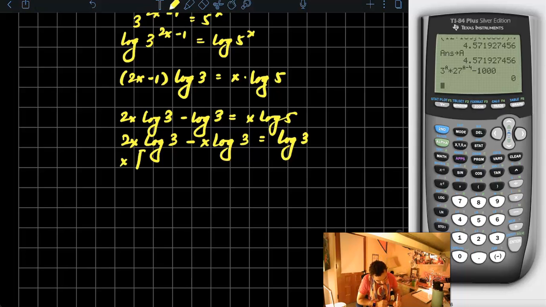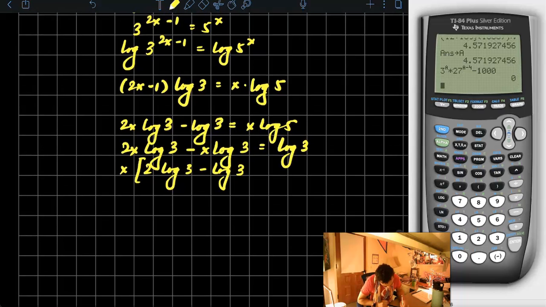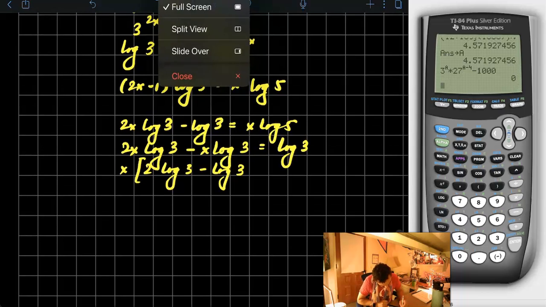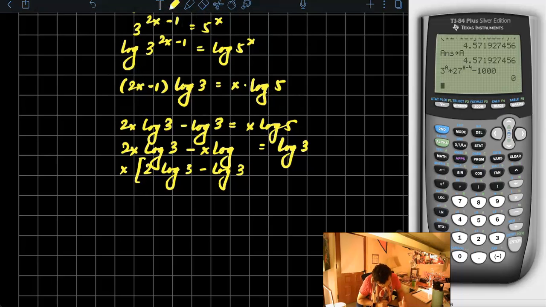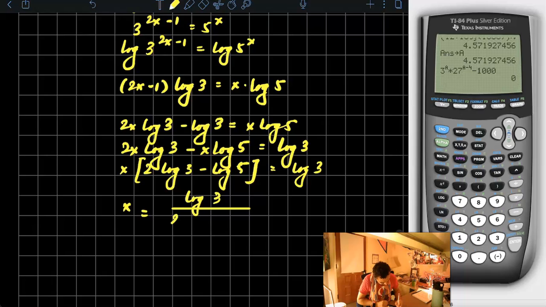From the left, I can factor out x, and I've got 2 log 3 minus log 3. Oh, I'm sorry, I made an error here where that should have been a log 5. This is a log 5. You've got to be careful there. And I moved the log 3 to the other side. So this is also a log 5. I have log 3 on the other side. And now to get the x by itself, this means I have log 3 on this side divided by 2 log 3 minus log 5.